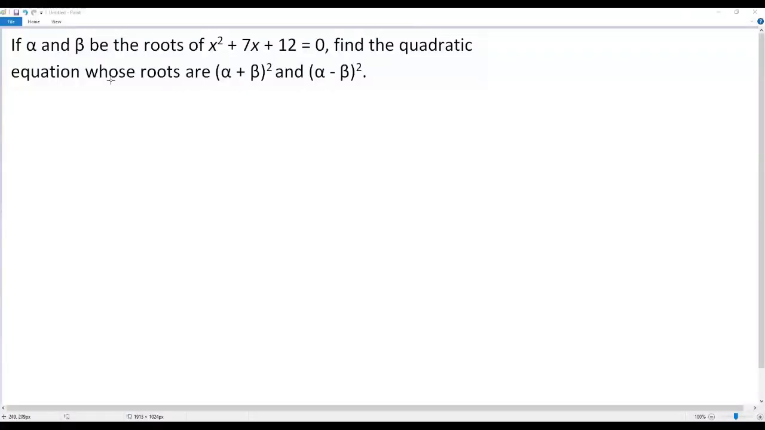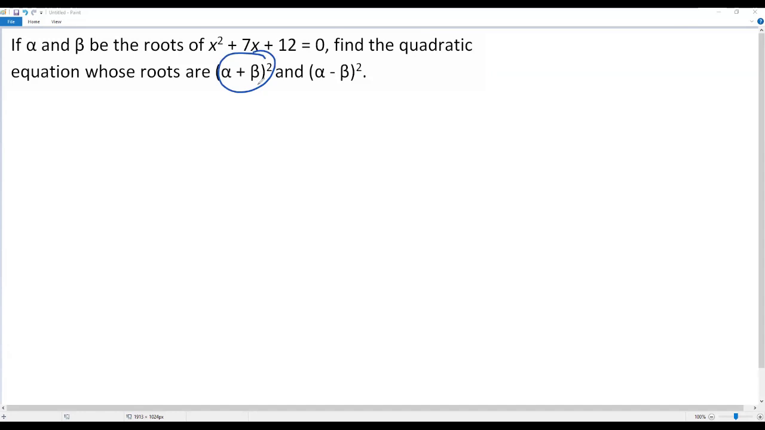Here we have a problem on quadratic equations. Okay, let's go to the question. If alpha and beta are the roots of x² + 7x + 12 = 0, find the quadratic equation whose roots are (alpha + beta)² and (alpha - beta)². Here we have to find a quadratic equation for which we have the two roots.